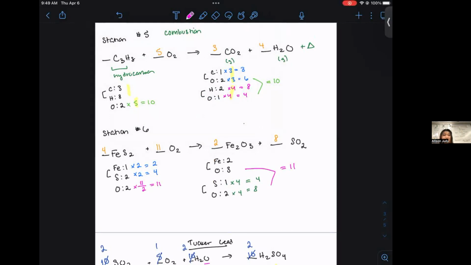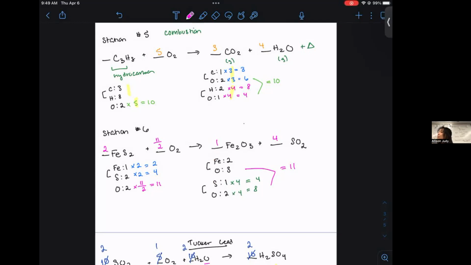And if you're like, wait a second, what? Hold on. Let me show you. So right now I'm balanced at the 11 and a half. When I multiply by 11 halves, right now I have 11 halves, 2, 1, and 4. But I can't have half a molecule. But the ratio is true. Like the ratio, the relationship is the same.